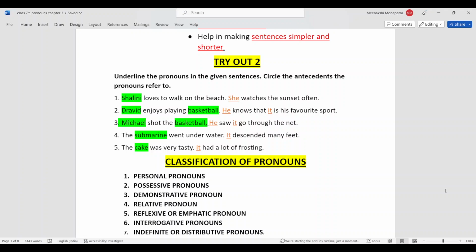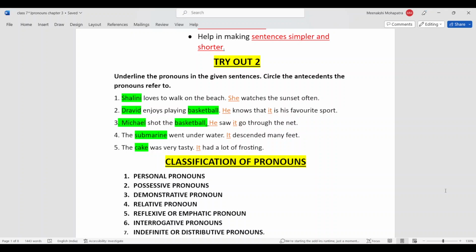Next, number 3. Michael shot the basketball. He saw it go through the net. Michael and basketball being the nouns, they are the antecedents. And what is the pronoun for Michael? It is he, and the pronoun for basketball is it. Number 4. The submarine went underwater. It descended many feet. Now, what is the noun here? The noun here is submarine, and the pronoun for it is it.